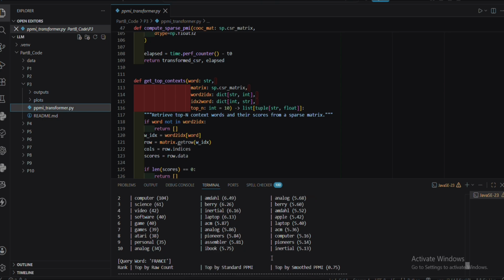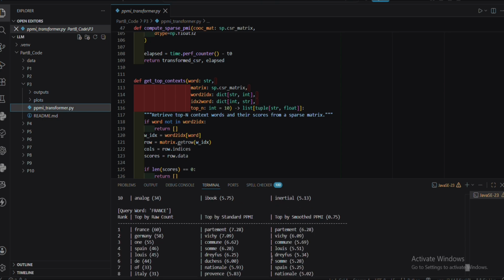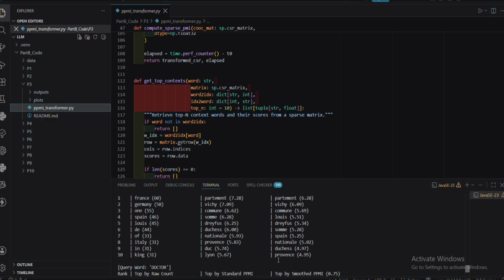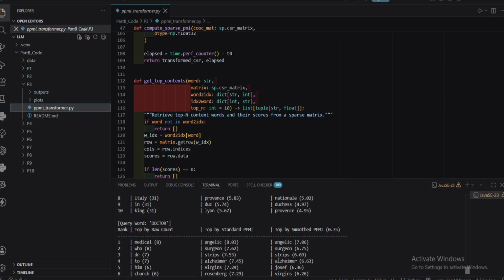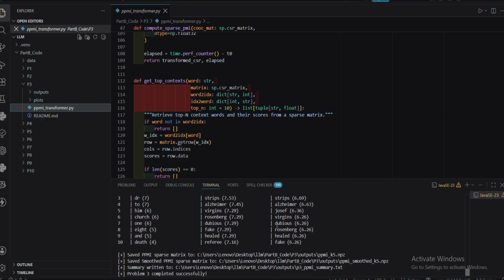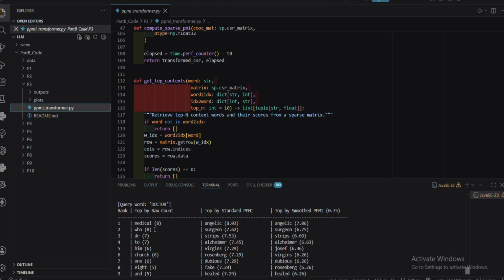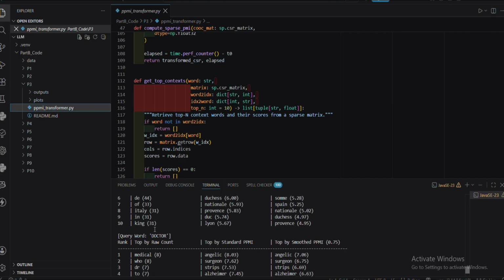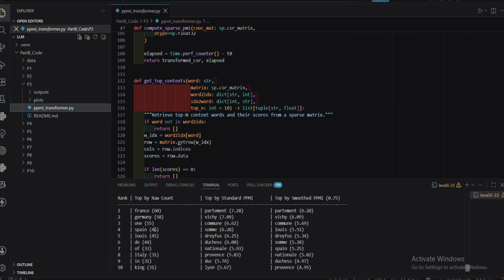The next concept is PMI0, or PMI in a sparse co-occurrence matrix. Many word pairs never occur together. For these zero count pairs, calculating the logarithm would result in negative infinity. Therefore, in a sparse representation, unobserved word pairs are assigned a value of zero. This allows us to efficiently store and process the matrix.